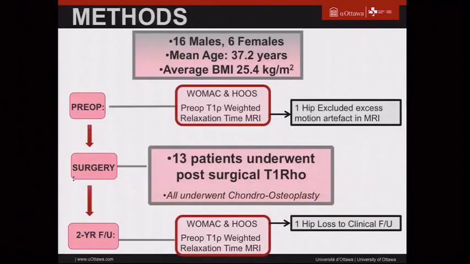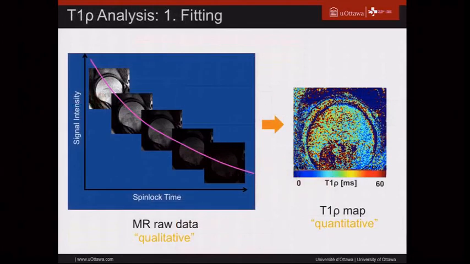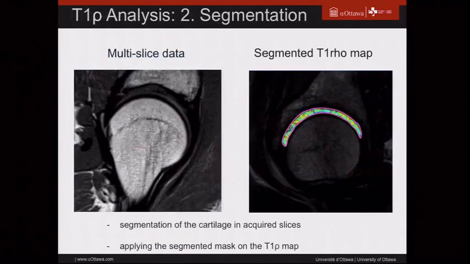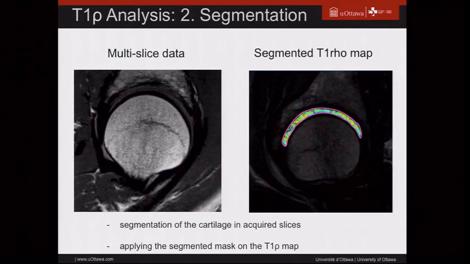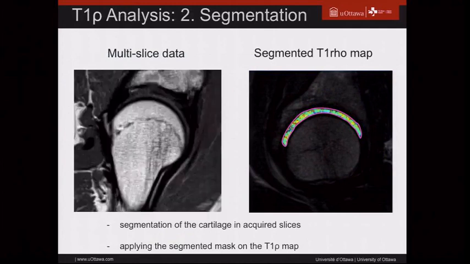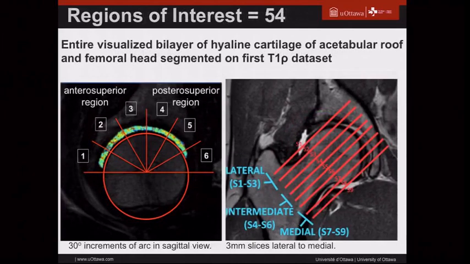A total of 22 patients were recruited, mainly males. WOMAC and WHO scores were looked at. Then a subgroup analysis was done of 13 who underwent the T1 after surgical correction, and all the patients had a chondro-osteoplasty of the head-neck junction. For the T1, we took the segmentation from the raw data, and the T1 map was then done. It was multi-slice data to create the segmentation area, and from that we created regions of interest on the side view, looking at the anterior divided into 6 zones, and the posterior superior into 4 areas, as well as going from lateral, intermediate to medial.